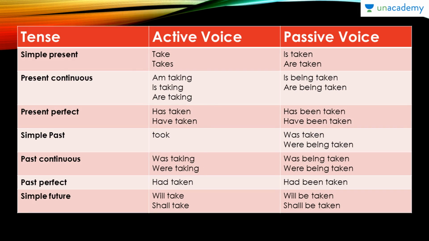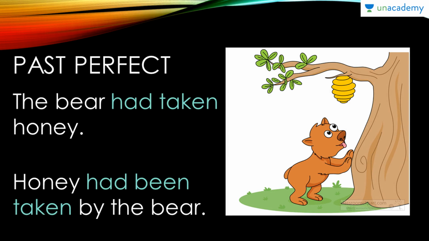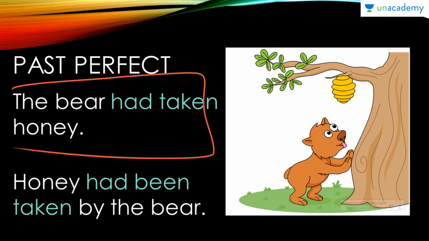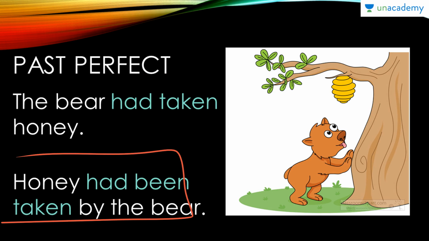Let's look at the sixth one. Past perfect. It's just like present perfect. It has had instead of has or have. That's the only difference. So, active voice had taken, passive voice had been taken, irrespective of the singular or plural tense. Past perfect example: the bear had taken honey. Honey had been taken by the bear.